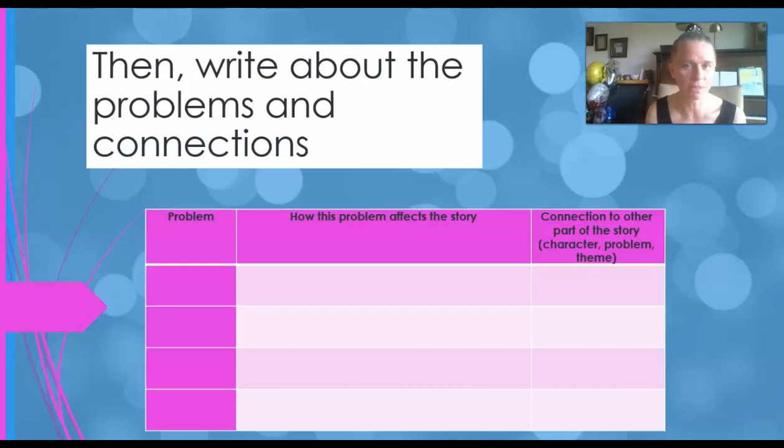But you don't have to make a chart. You don't have to do it this way. You could just write for a bit. What are the problems of your story, and how are those problems connecting to other parts of the story?